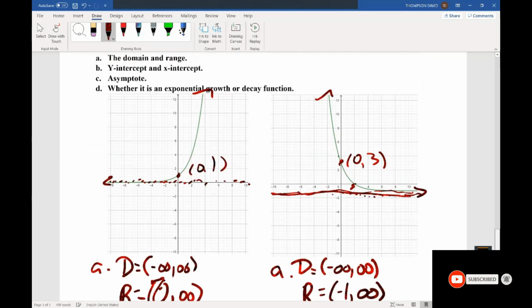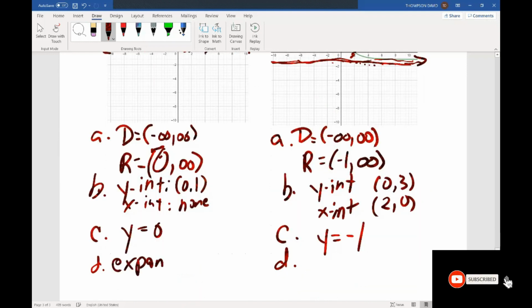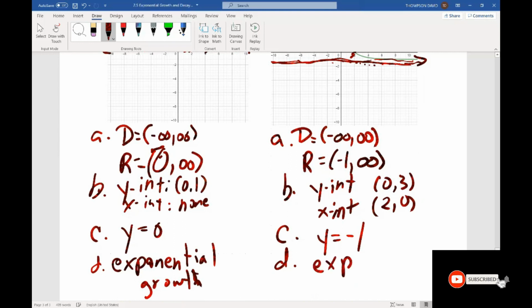And D. If it's going up from left to right, it's exponential growth. So the first graph is an example of exponential growth because it goes up from left to right, and the right graph is going down from left to right, so that's exponential decay. Growth, and the right graph is exponential decay, and we are done.